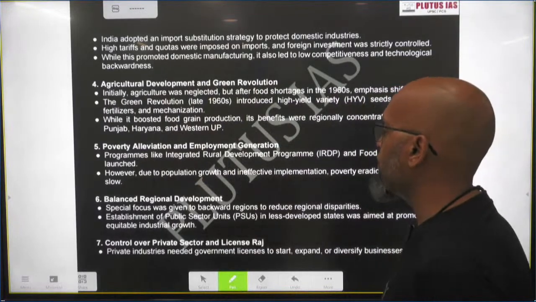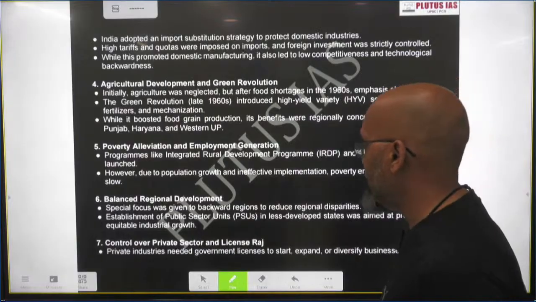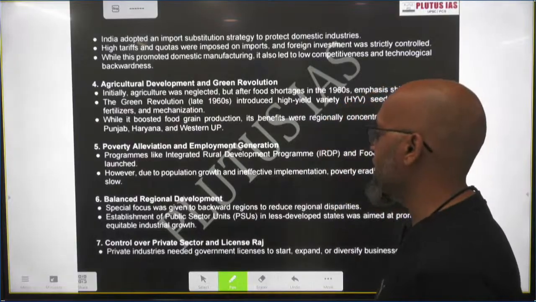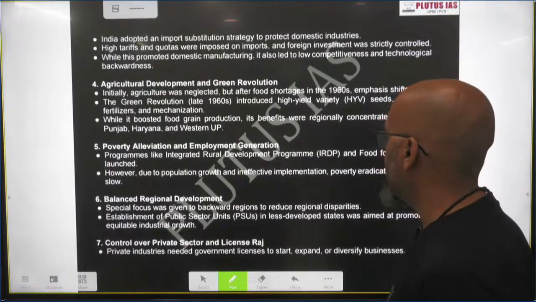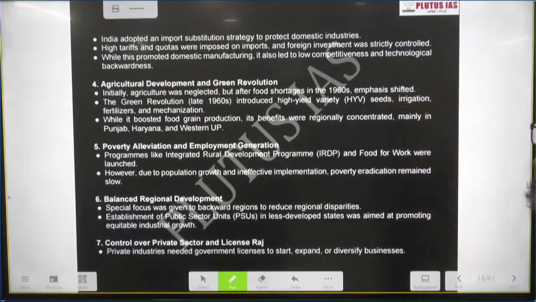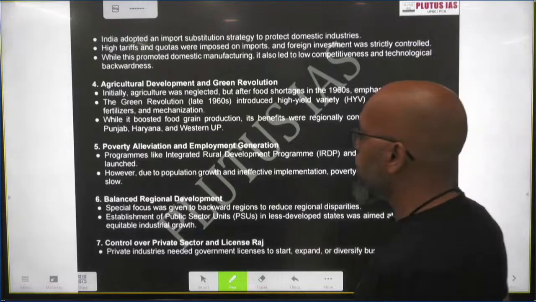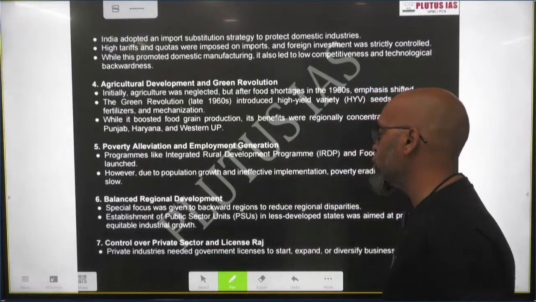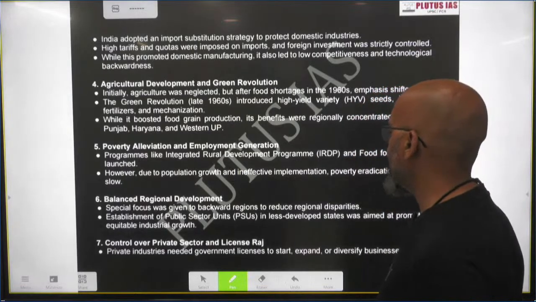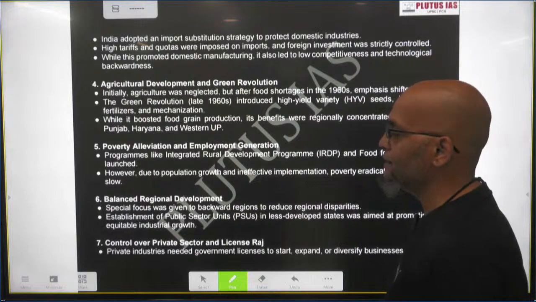Then poverty alleviation and employment generation. Programs like the Integrated Rural Development Program (IRDP) and Food for Work were launched. However, due to population growth and ineffective implementation, poverty eradication remained slow.